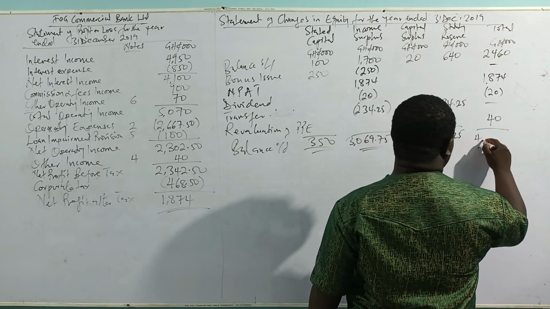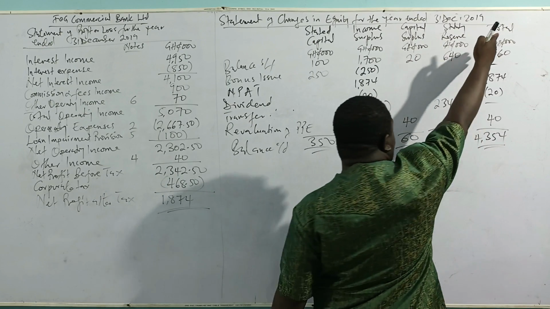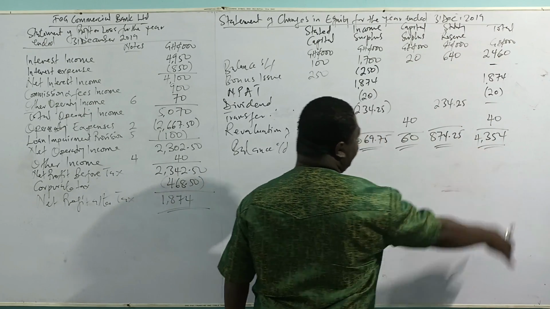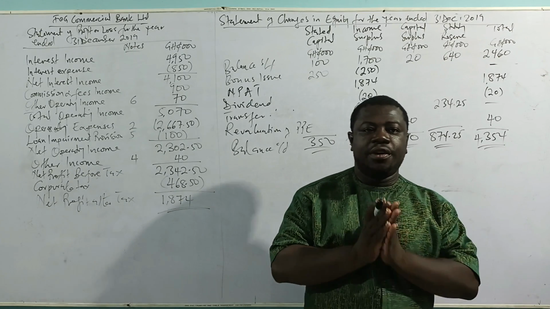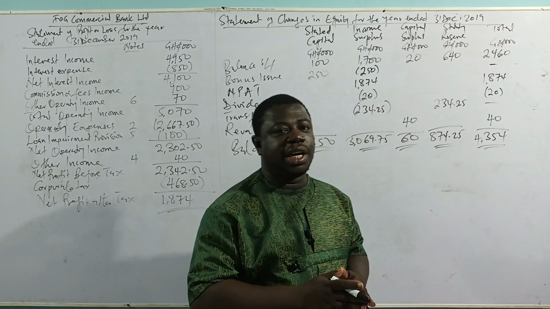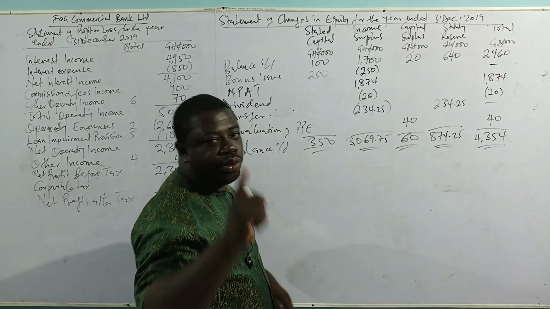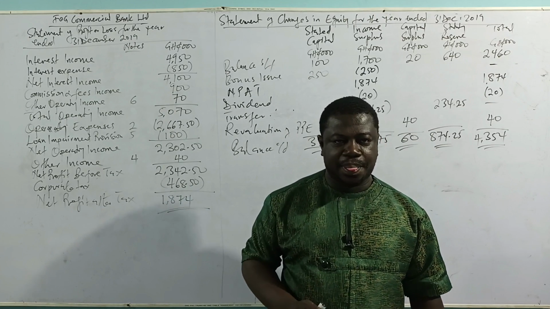And then the total, grand total, will be 4,354. So I told you when you add this, you get this figure, and then when you add it from the horizontal side, you are going to get the same figure. This is your statement of changes in equity for FOG Commercial Bank Limited. Now, what I'm going to do is that I'm going to clean all this, and then we'll deal with the final one, which is the statement of financial position for the bank.